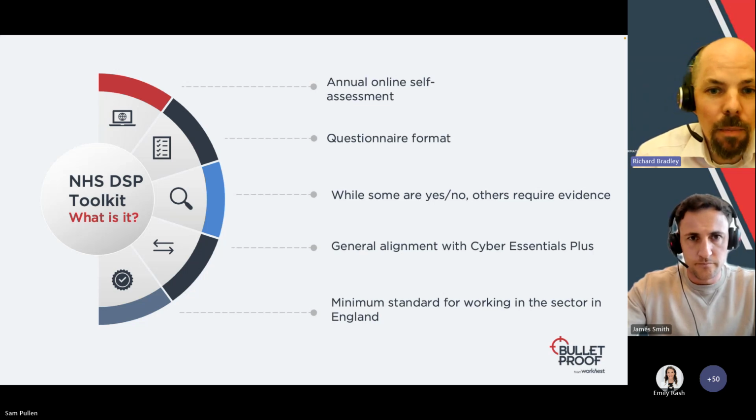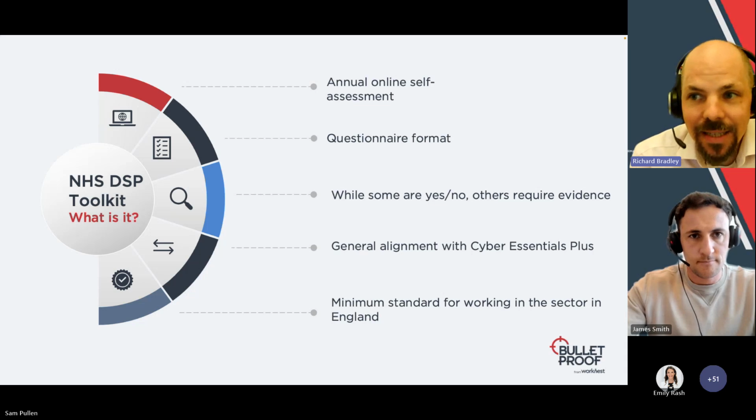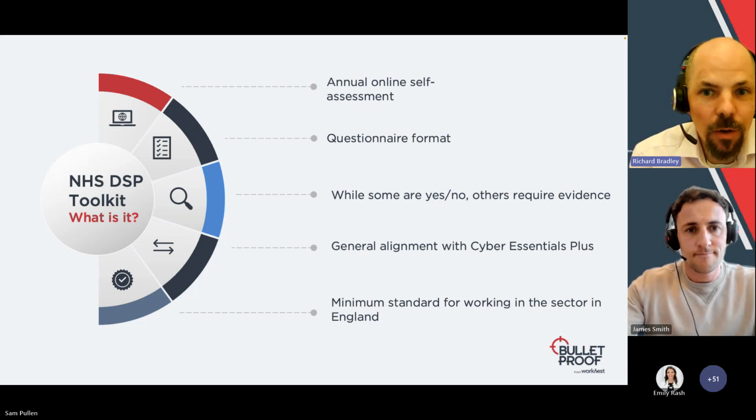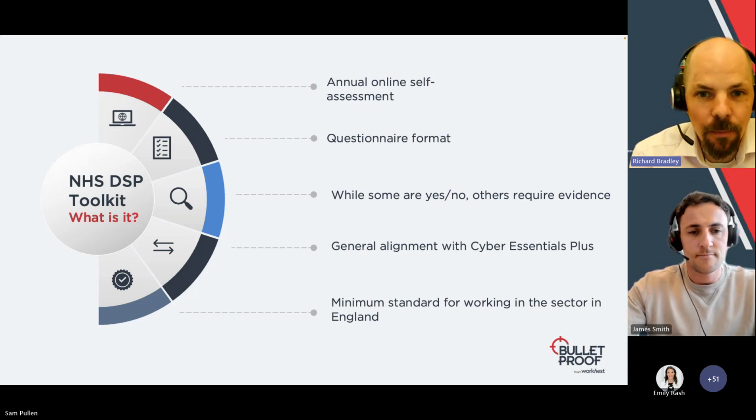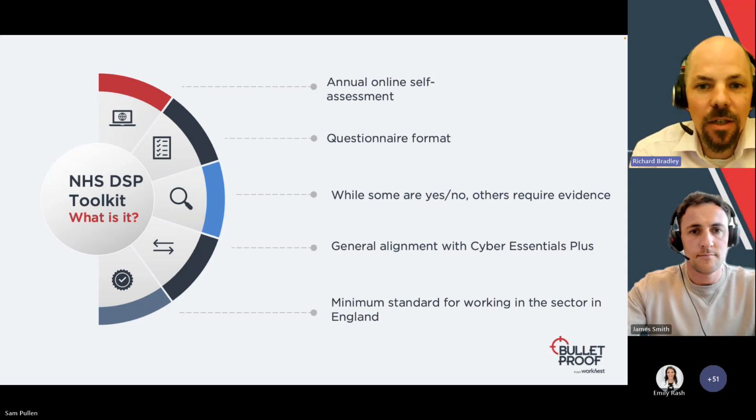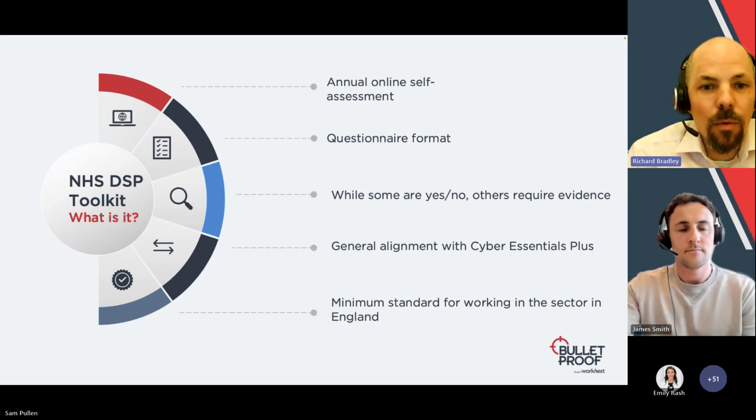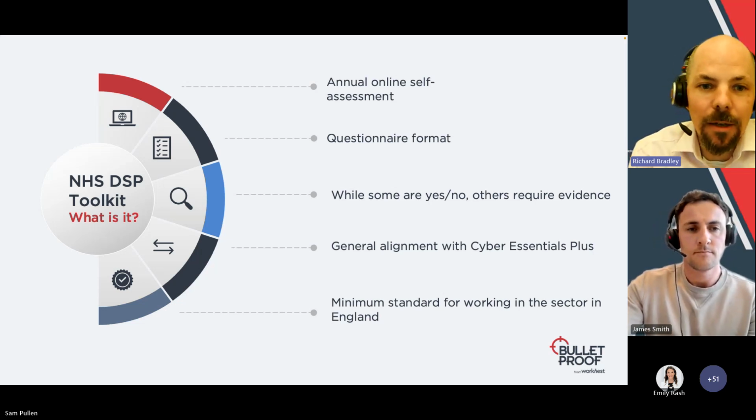We'll go over the pitfalls and the specifics as we go through today's session, but in summary, it's a self-assessment questionnaire. There isn't someone actively marking your work as you go through it, but yes, sometimes people will check what you put in afterwards. It started as a means for the NHS providers to get their ducks in a row for compliance, and then it expanded into something that serves as a baseline for everyone operating within the sector.